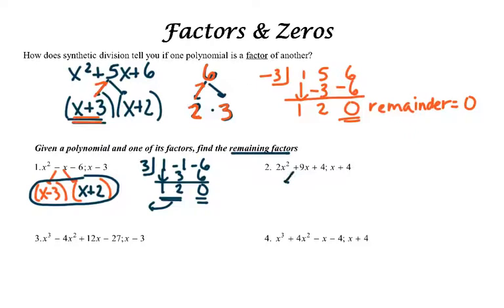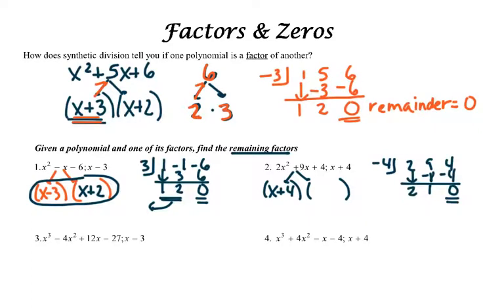Try another one. The given factor is x plus 4. It's asking us to find the remaining factor. Again, we know it's going to be 2x plus 1, but we can do this by synthetic division. Negative 4, 2, 9, 4. Drop the first number down, multiply, add. Remainder is 0 as expected, so the remaining factor is 2x plus 1. And then there we have it.